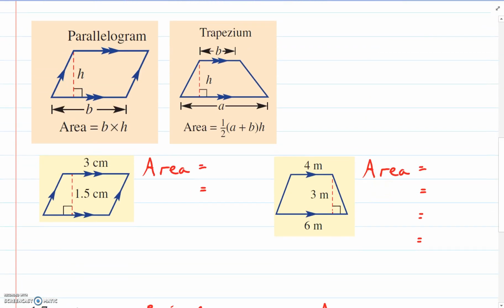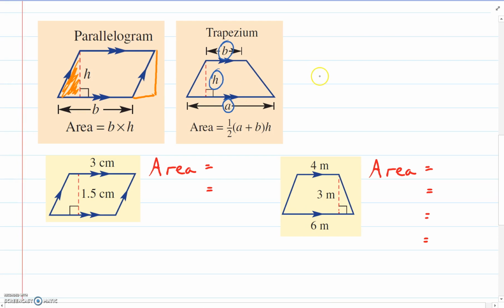Alright, parallelograms and trapeziums. We'll finish it off in this video. So parallelograms, because this little triangle over here would fill in that section, it's just the same as a rectangle. So we can do base times height. Trapeziums are a little bit more complicated. It's the length of the bottom of it plus the length of the top times the height and then multiplied by 2 or divided by a half.